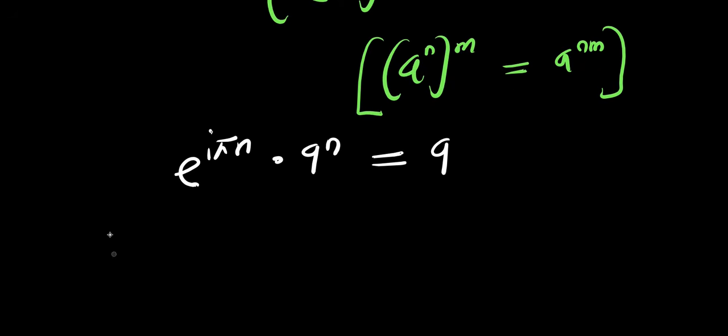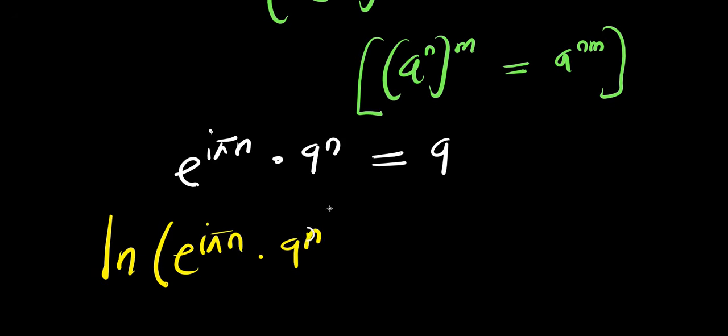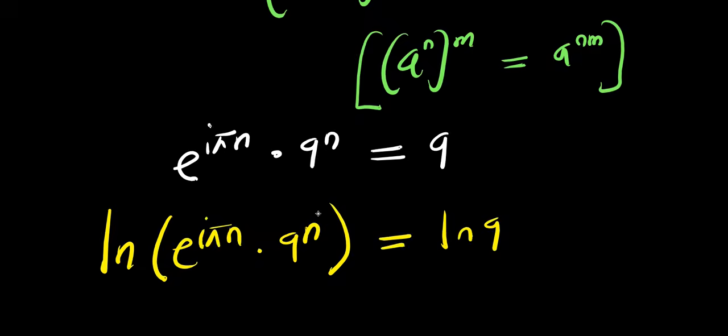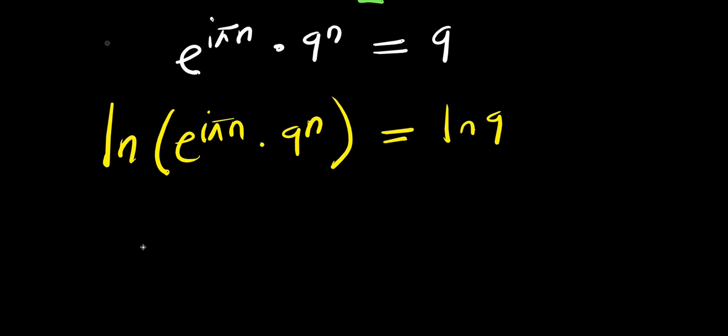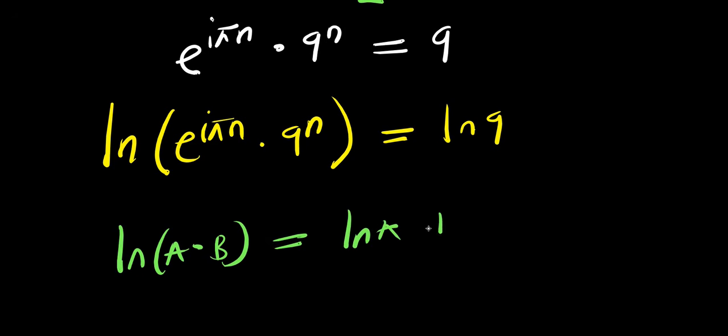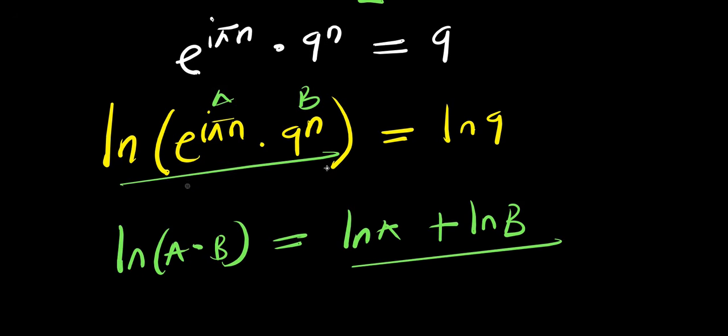Next step is to apply log or natural log. I have natural log of e power I times pi times n times 9 power n equals natural log of 9. And remember, if you have natural log of a times b, this equals natural log of a plus natural log of b. This is our a, this is our b. Let's apply this identity right there.